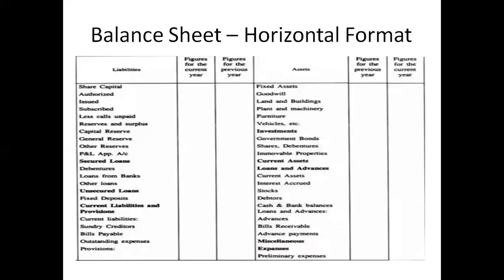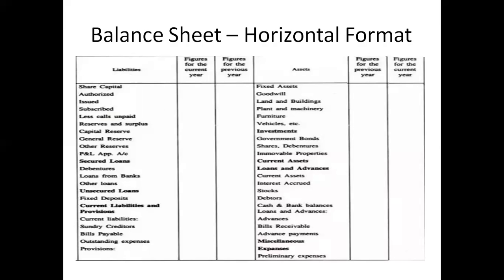Now, we have two formats for the balance sheet: the horizontal format and the vertical format. The horizontal format is given where we have both the liabilities and the assets side by side. Let's say we have the share capital, we have the fixed assets, with the liabilities on the left hand side and assets on the right hand side.